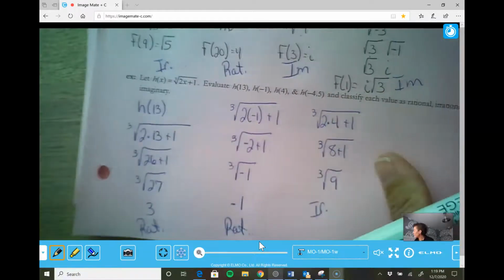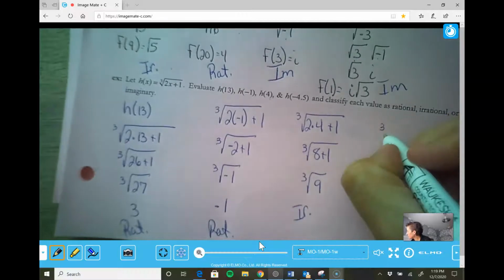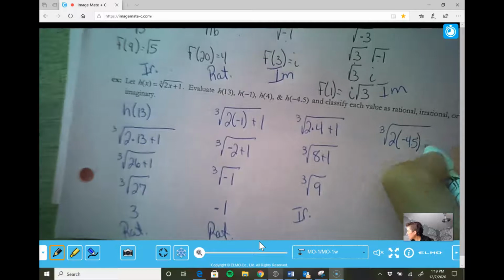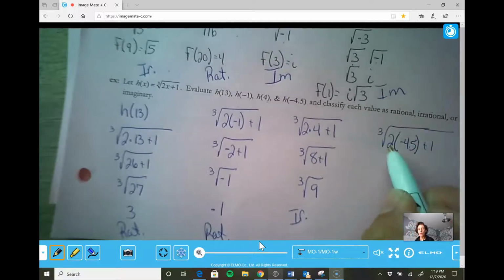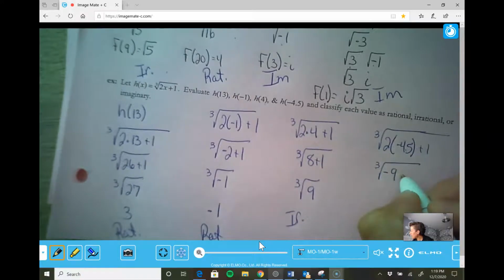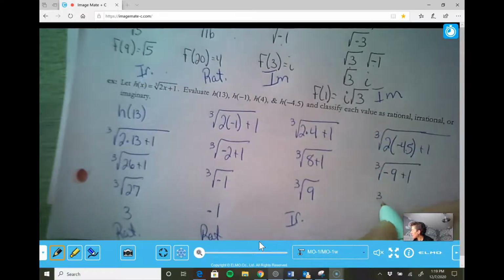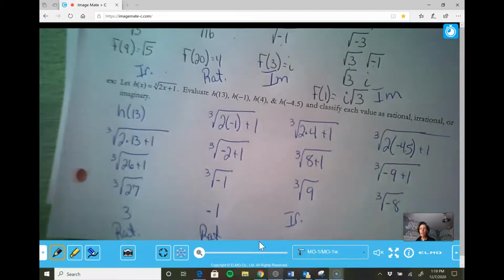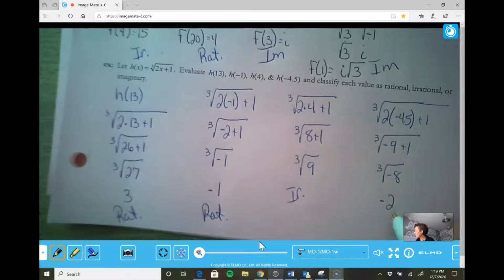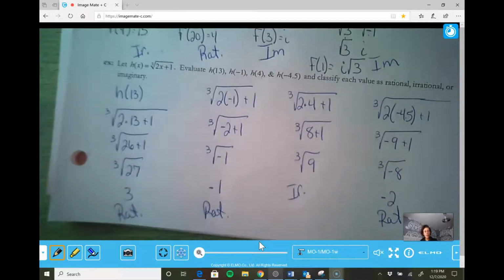And our last one, let's just throw a decimal in there. So 2 times -4.5, and then you're going to add 1. If I multiply those, I get -9, and then I add 1. That ends up with the cube root of -8. And again, that's okay to have. The cube root of -8 is a nice number. It's -2. And since that's a nice number, easy to work with, it's rational.